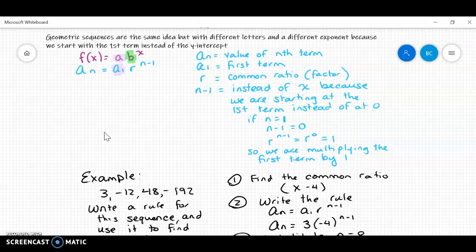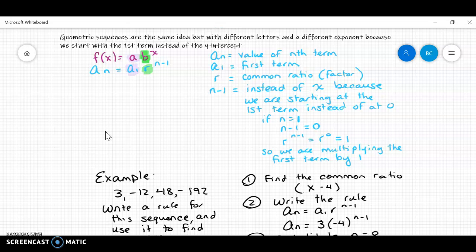All right, so again, b is the factor by which we're multiplying a to create that exponential growth. In the case of a geometric sequence, we refer to that as r, and we call it the common ratio. But it's basically the same thing. We just use a different letter to represent it. And then the biggest difference is that we raise it to the n-1 instead of just x, because we're starting at the first term instead of starting at 0.